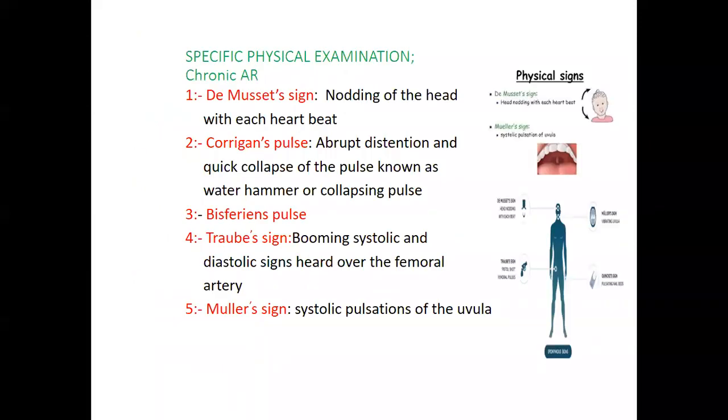There are a lot of other signs in patients with chronic AR. Some people call them the peripheral signs of aortic regurgitation, or sometimes the specific signs of aortic regurgitation. Here is the list of these signs. These are very commonly seen in the books and commonly asked during examinations.